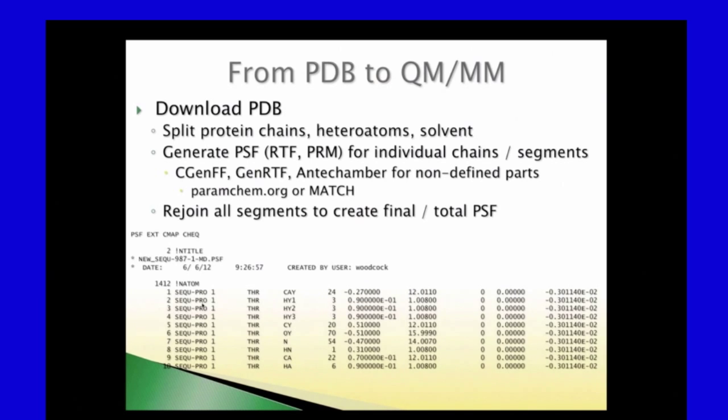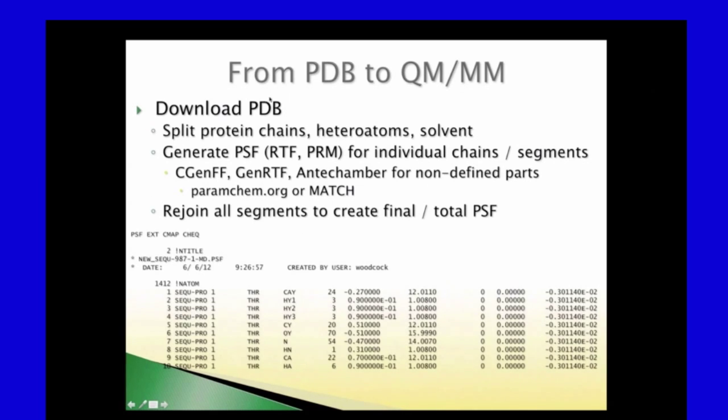However, if you're here to learn about doing QM/MM, you probably are interested in calculating the quantum region out of things that are not proteins, right? They're going to be small molecules. They're going to be ligands. They're going to be heme groups. They're going to be iron sulfur clusters. They are not going to be standard parts of proteins. And that's where we get into generating parameters and auto-generating parameters.